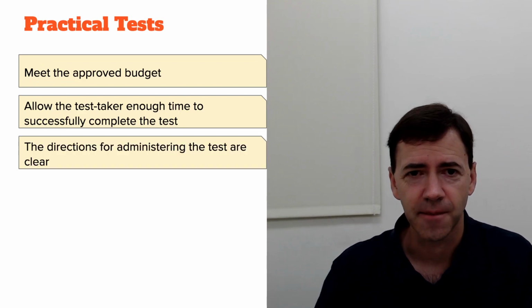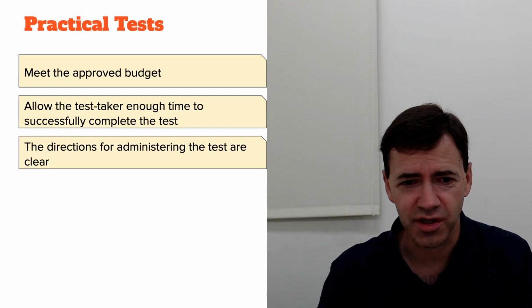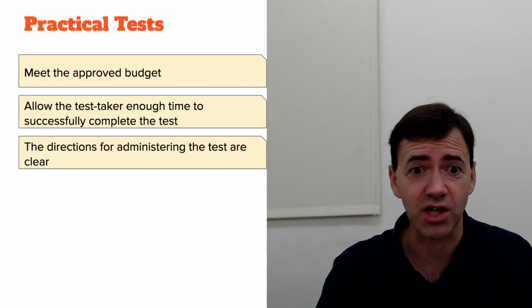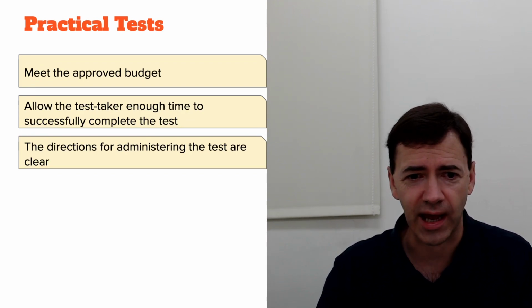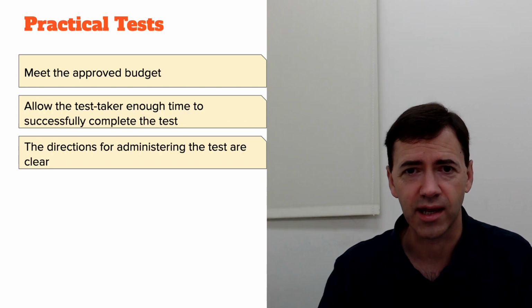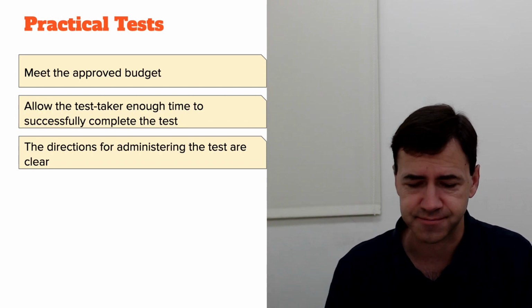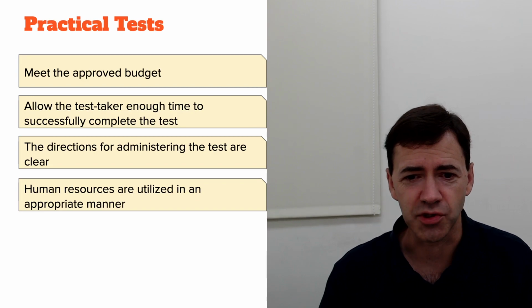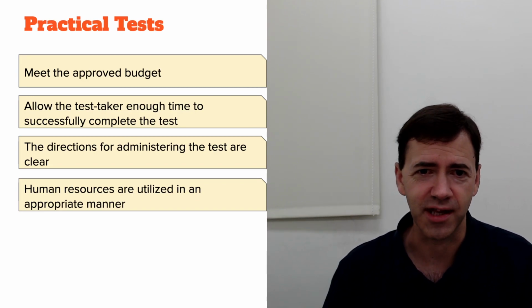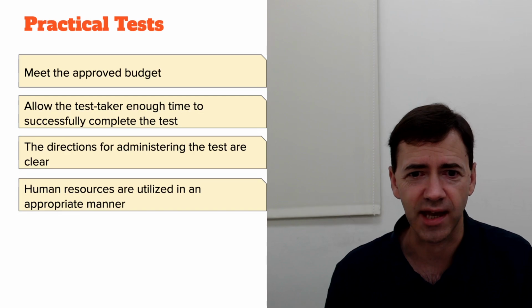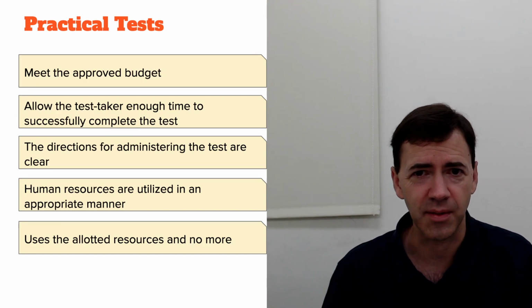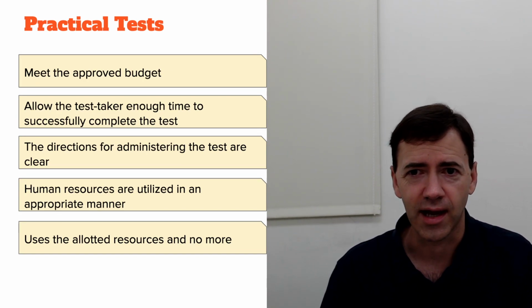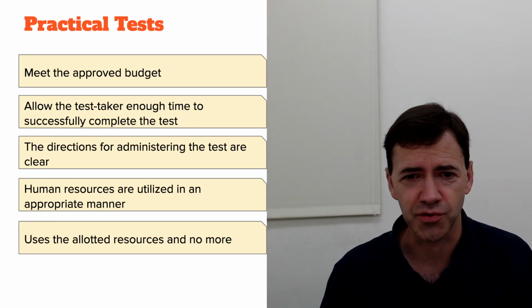Okay, the third, the directions for actually administering the test, giving the test to your students, they're clear. So you as a teacher or whoever's helping knows how to actually give the test in a way that allows the test takers to succeed. Okay, human resources are utilized in an appropriate manner. Again, this is more for large-scale exams. And use the allotted resources and no more. So whatever you have, like I said before, it could be about paper or whatever, make sure that you're using what you have.